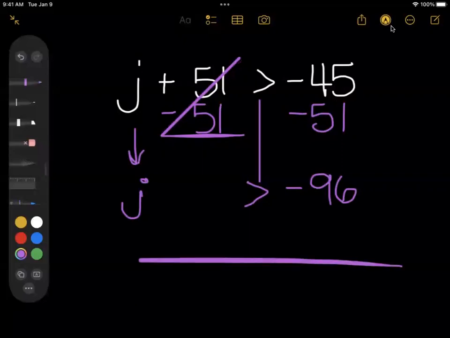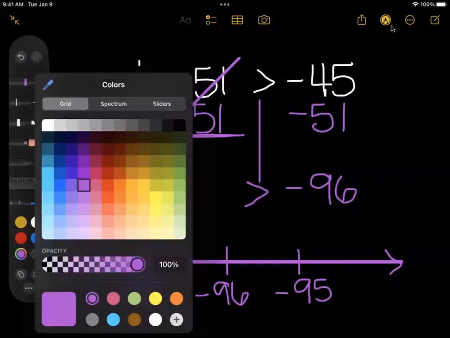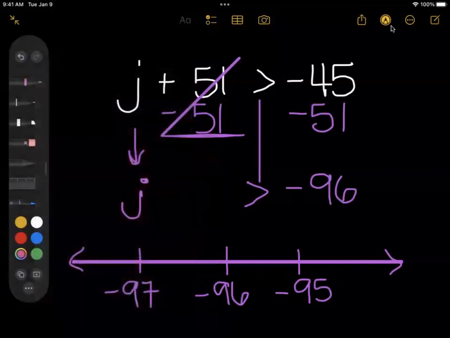Okay, so let's go ahead and draw that number line. I'm going to put a tick mark in the middle and put negative 96 right under it. Over here, I'm going to put negative 95. Over here, I'm going to put negative 97. And then the circle that I'm going to use depends on the symbol. This greater than symbol has less lines than greater than or equal to. Less lines means less work, so I'm going to mark it with an open circle.